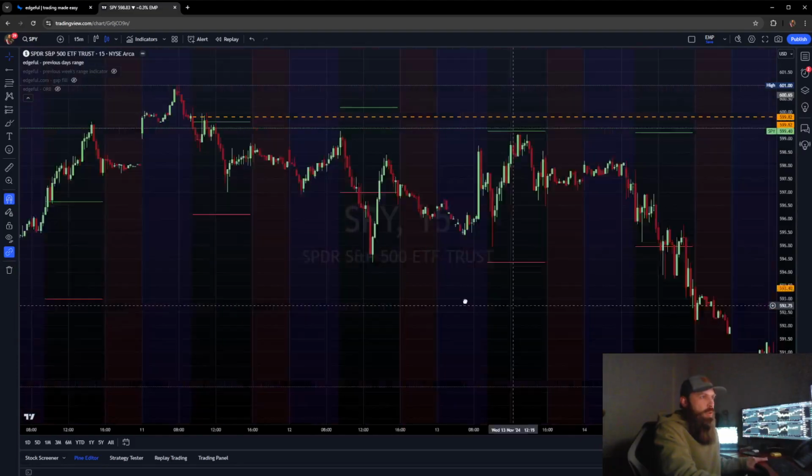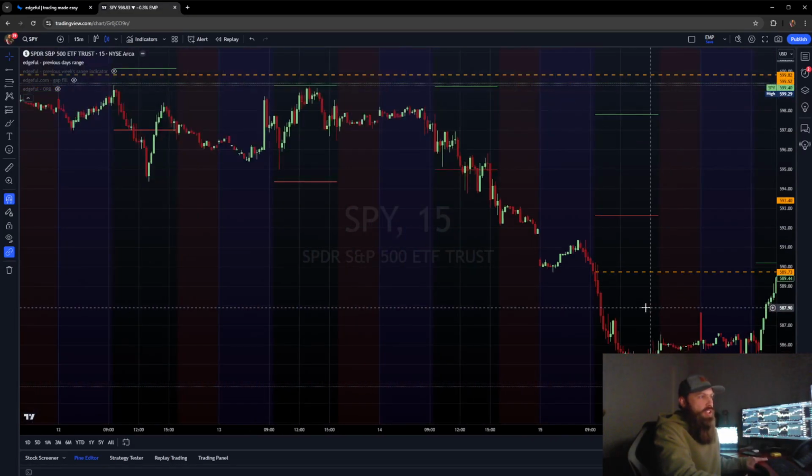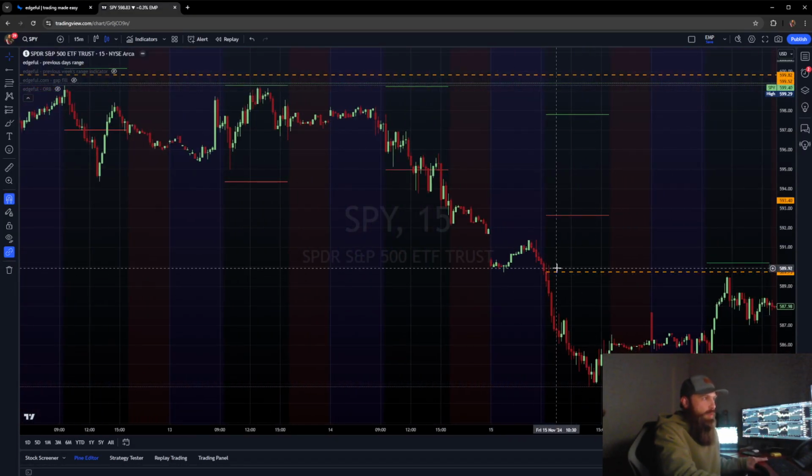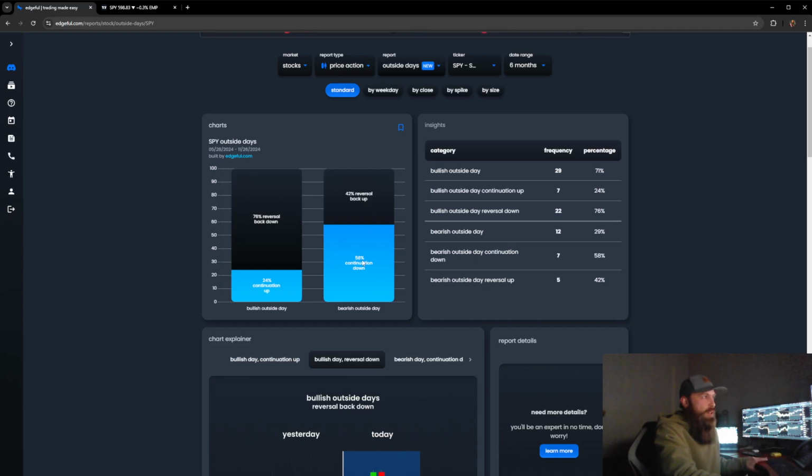All right, let's look for another example. I marked, here's another bearish outside day. So we're coming into the day. We're below the previous day low. We open up here. Once again, continuation down. Now, that's only 58% of the time. I don't care about that. I care about this. This is what I'm looking for as one of my triggers in the morning.